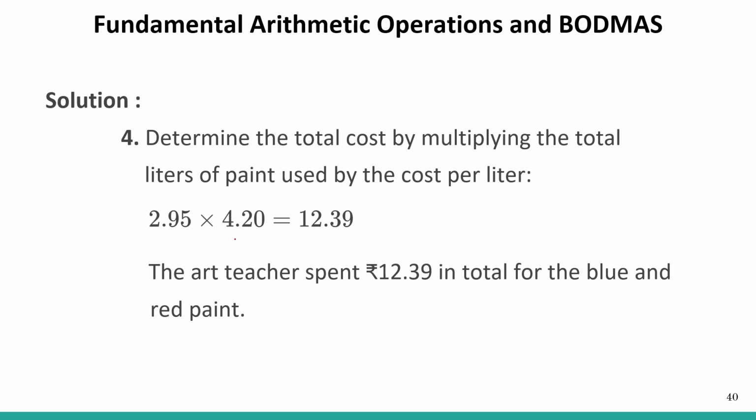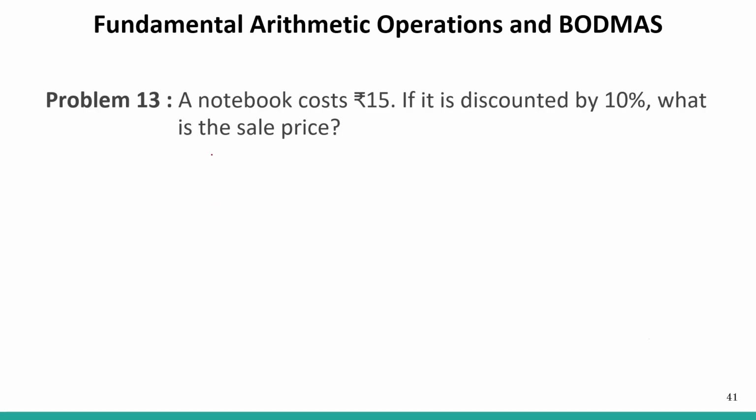So 2.95 into 4.20 is equal to 12.39. 12.39 is the total cost. Let's solve problem number 13. It says that the notebook costs 15 rupees and it is discounted by 10%. What is the sale price?